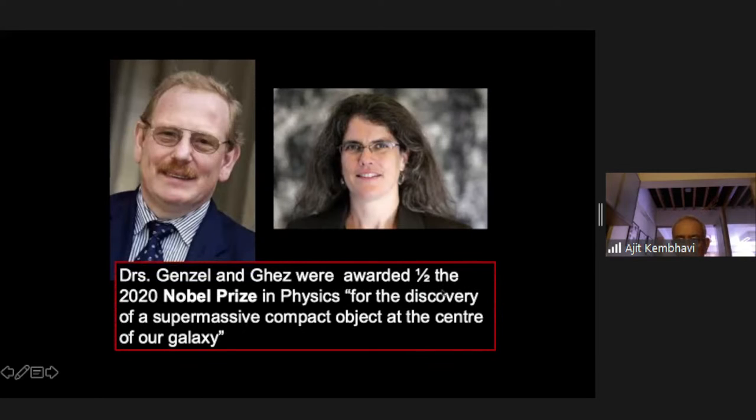So these two people here, Reinhard Genzel and Andrea Ghez, were awarded half the 2020 Nobel Prize in Physics for the discovery of a supermassive compact object at the center of a galaxy. But you may remember that at the start of my talk, I showed you a picture of Roger Penrose, and said that he got half the prize. The other half of the prize in the same year was shared by Genzel and Ghez.